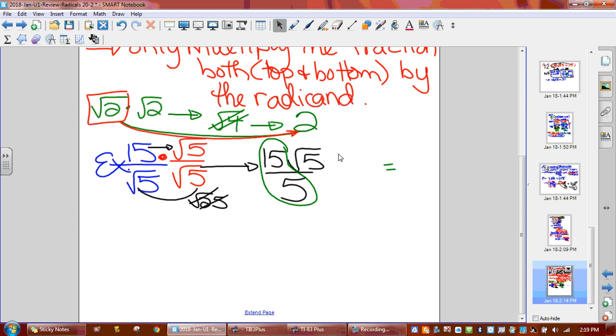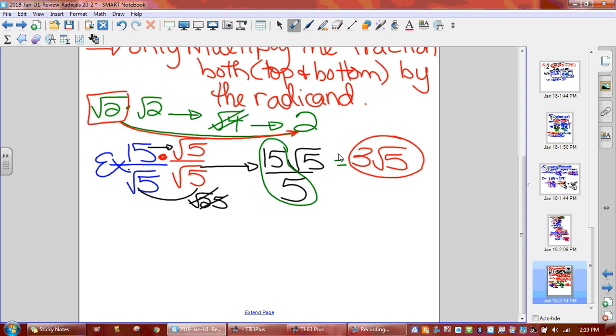Okay? Now how do we rationalize with variables? We would do the exact same thing. The variable would multiply so that we could reduce the variable. Okay? Let's do an example of that. Here's a variable example. So let's go 10P root 6 all over root 12P.